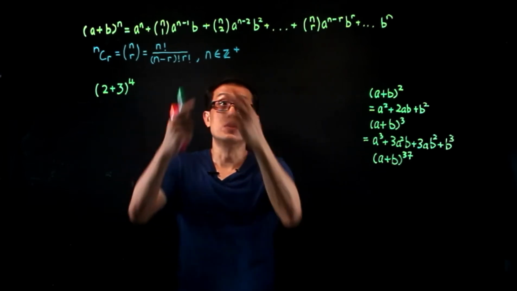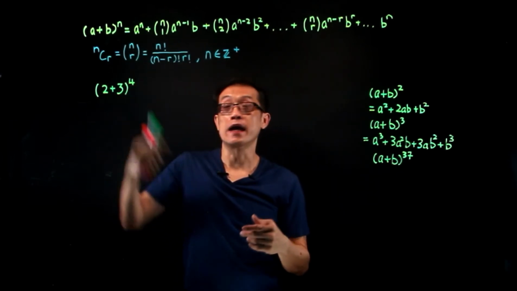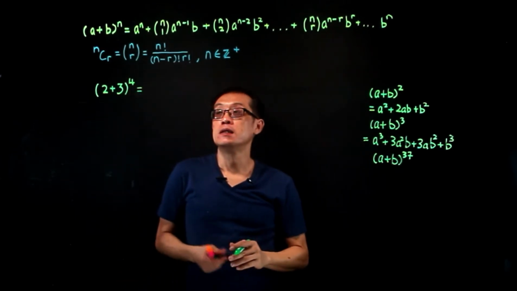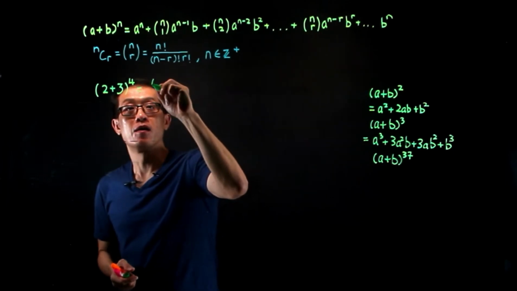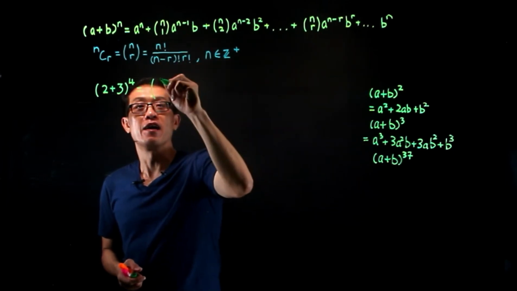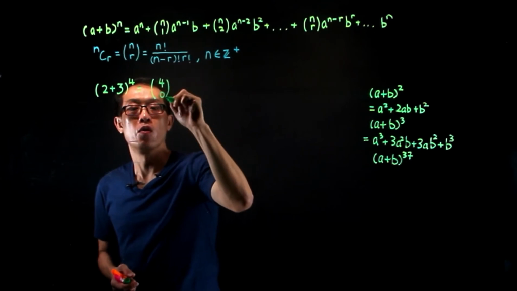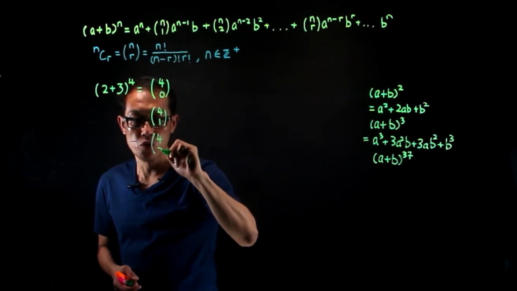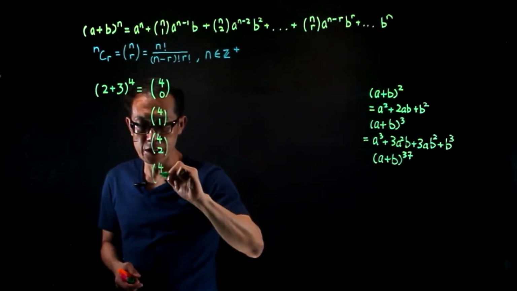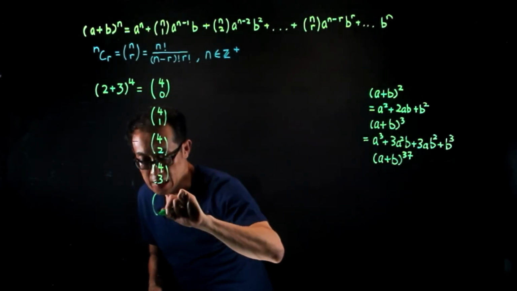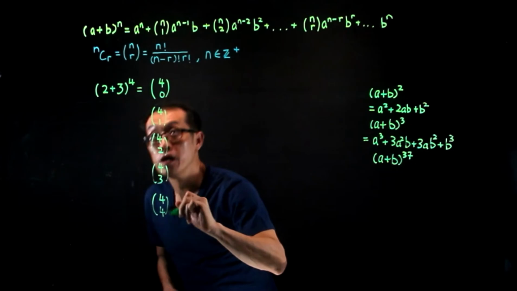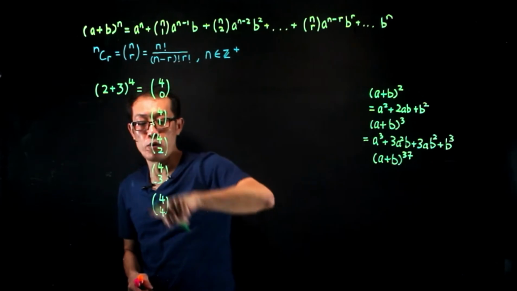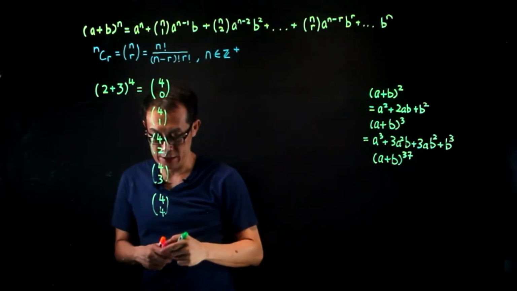Now let's get used to this formula by applying it to this expansion. So first of all, we write all the bracket terms first. 4C0, then followed by 4C1, 4C2, 4C3, and the last one will be 4C4. You start with 0, you end up with the same power. Alright, 0, you slowly increase by 1.